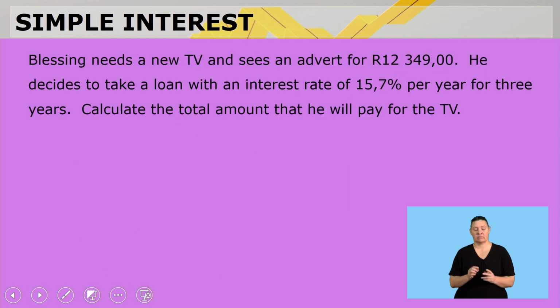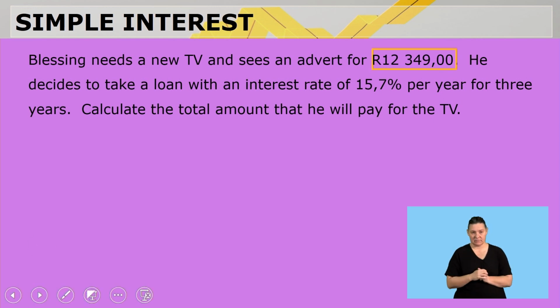Blessing needs a new TV and sees an advert for 12,349 Rand. He decides to take a loan with an interest rate of 15.7% per year for 3 years. Calculate the total amount that he will pay for the TV.